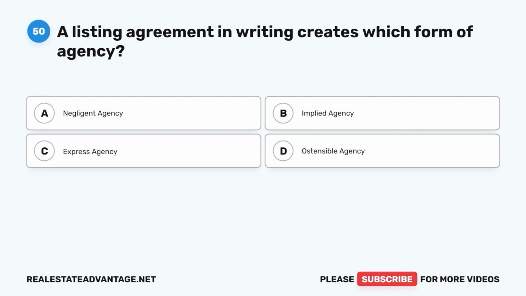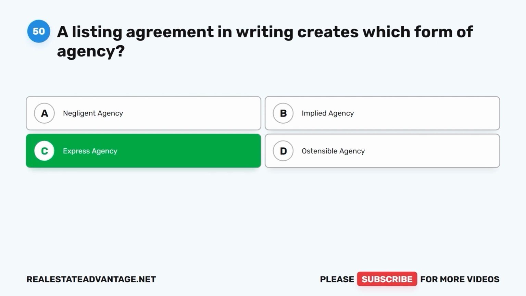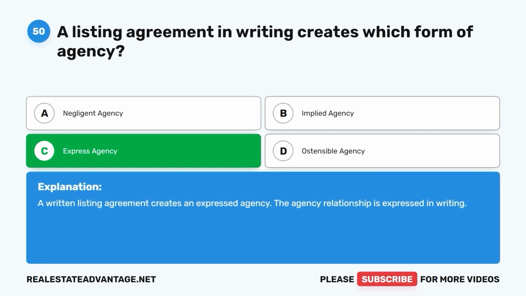Question 50. A listing agreement in writing creates which form of agency? A. Negligent agency. B. Implied agency. C. Express agency. D. Ostensible agency. The correct answer is C. Express agency. A written listing agreement creates an express agency. The agency relationship is expressed in writing.